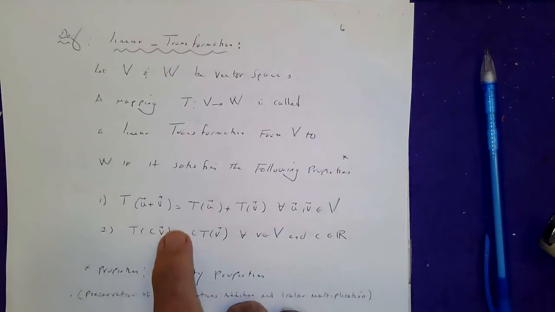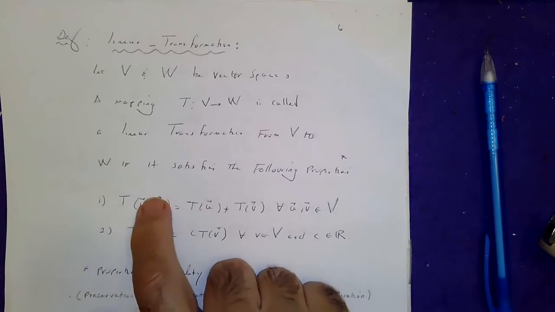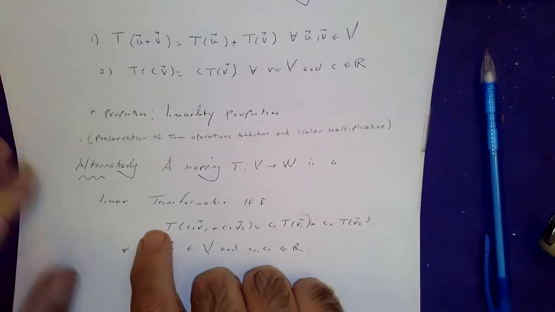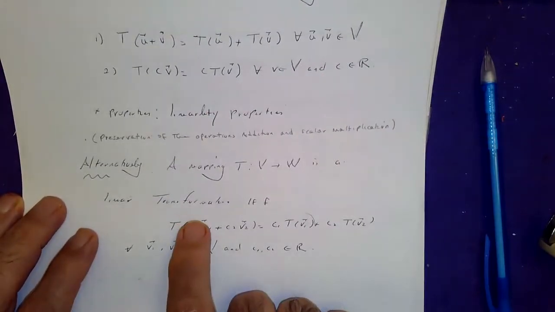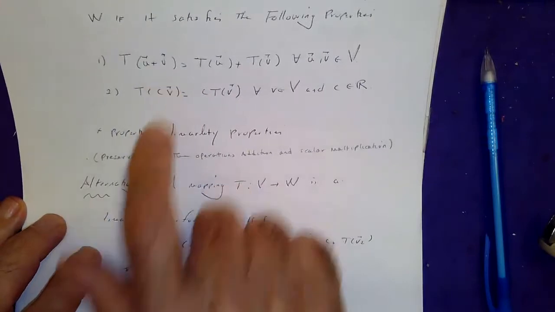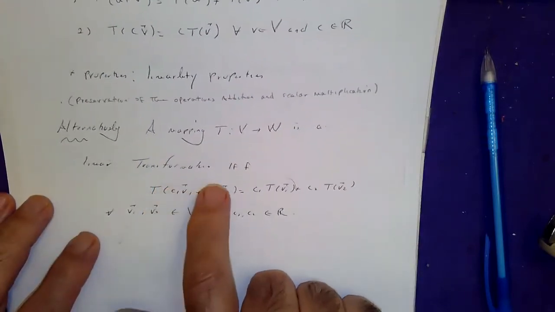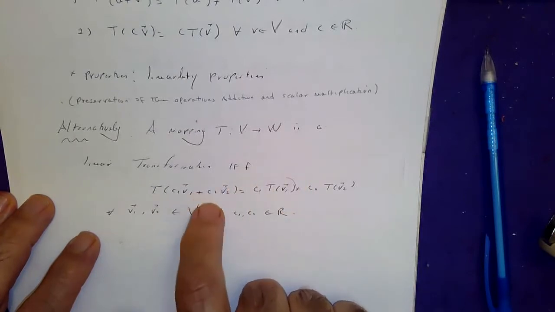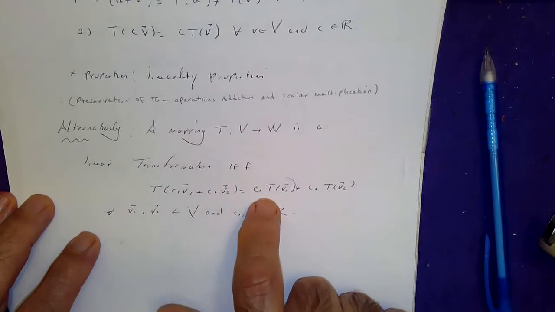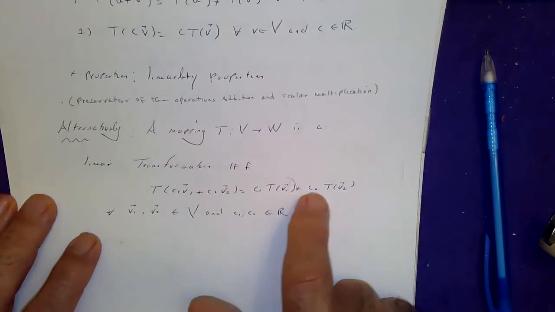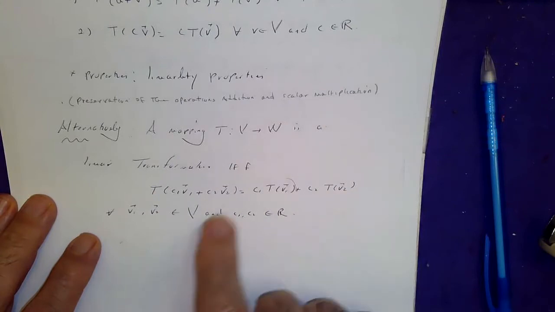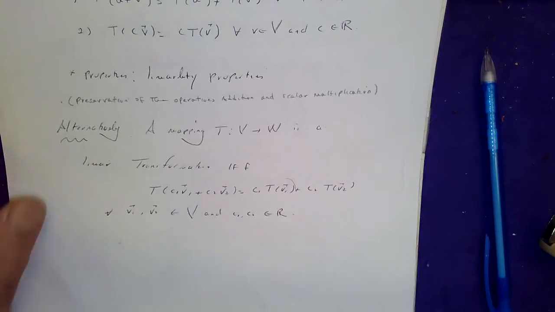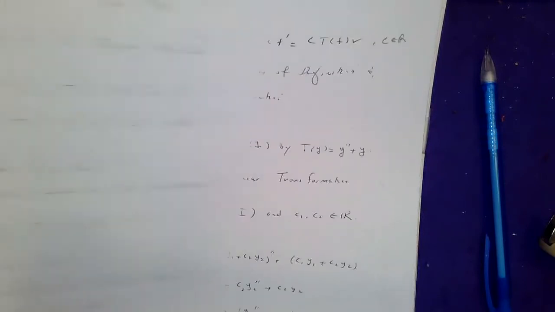This kind of reminds me of the conditions for a subspace, remember? Addition and scalar multiplication operations. It's kind of like that. Alternatively, sometimes people combine these two and just say linear. The transformation is linear if and only if the transformation of C1V1 plus C2V2 equals C1 times the transformation of V1 plus C2 times the transformation of V2, for all V1 and V2 in the domain, and C1 and C2 real numbers.